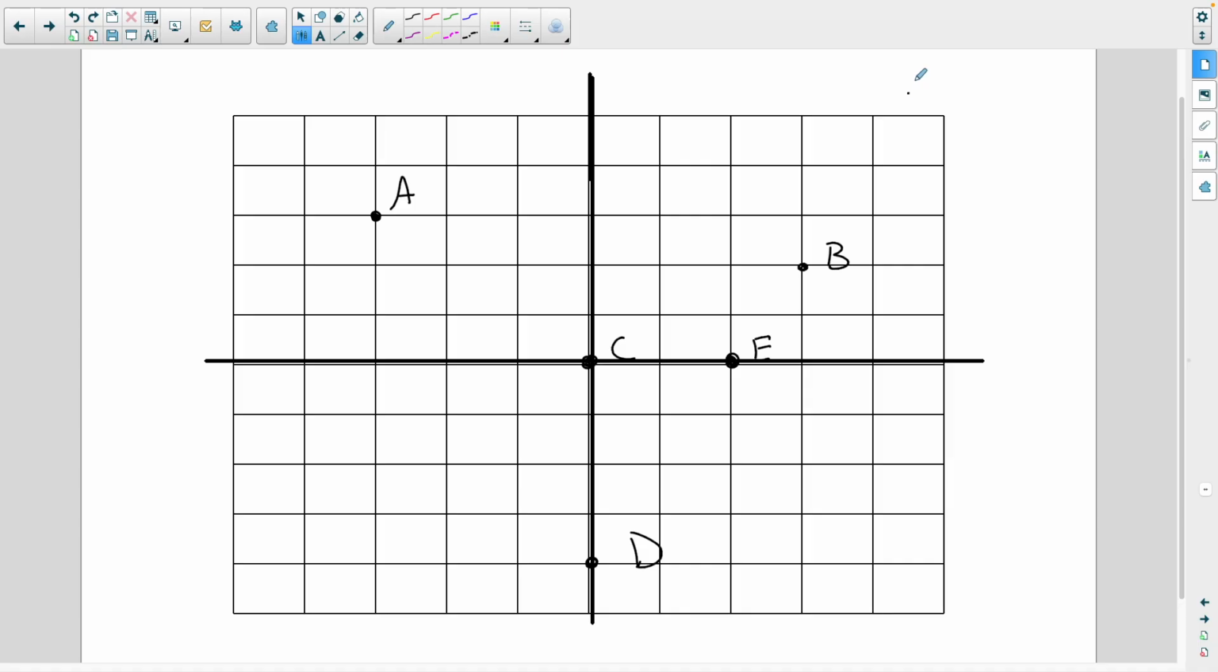So A. So we start, or here's A. We start at our origin. We count over to the left 1, 2, 3. So we go to the left 3, and then we're going to go up 3. So that gives us negative 3, 3.